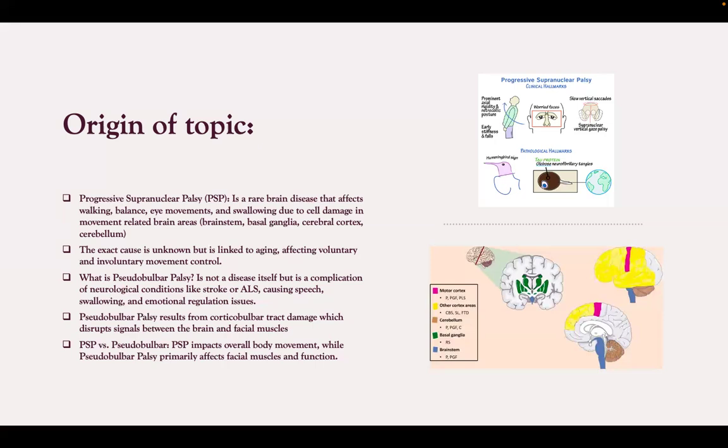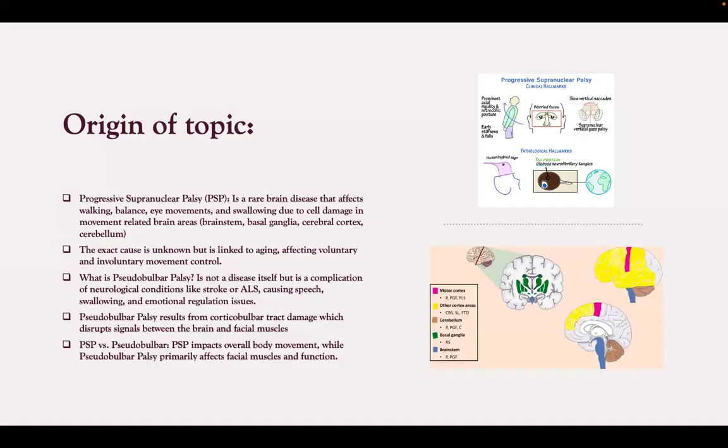The main features of pseudobulbar palsy are difficulty speaking, swallowing, and rapid dramatic mood changes. Symptoms can also include excessive drooling, weakness or paralysis of the tongue, facial muscle weakness, and outbursts of uncontrolled or inappropriate laughing or crying.